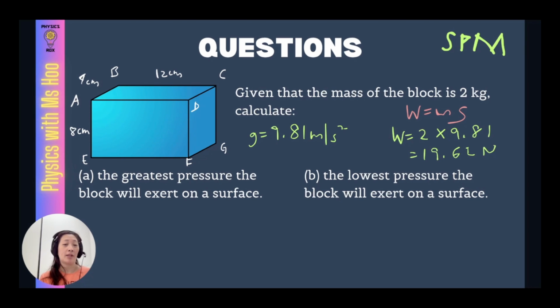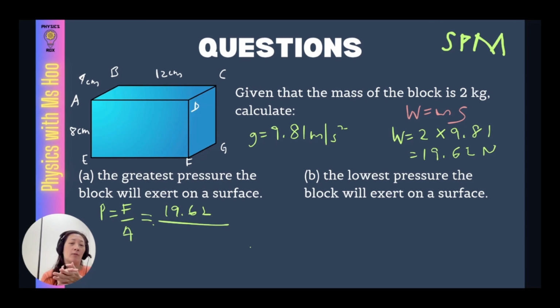So to solve the values of the greatest and lowest pressure, we're going to use the same formula with the same dimensions for the respective questions. So for the greatest pressure, we will need to take the area that is the smallest. So the formula is P equals F over A, where the weight is the force. So that's 19.62.